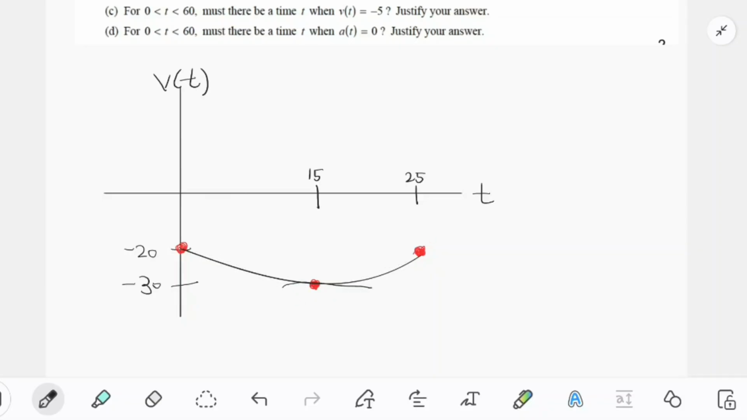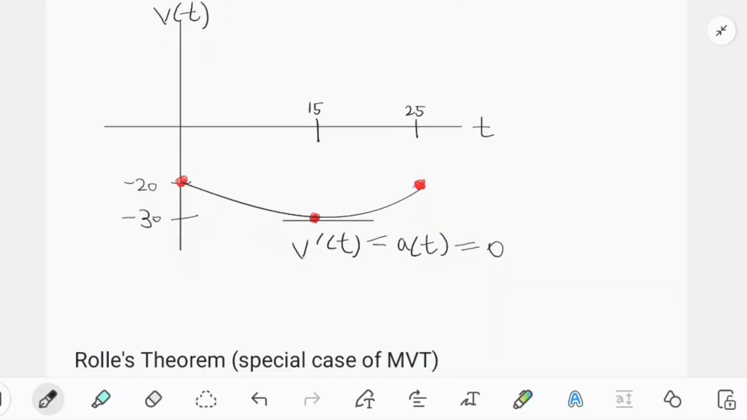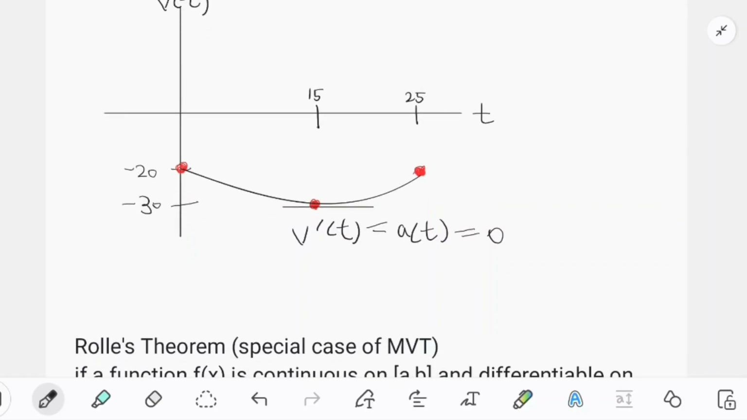Here we see a critical point, which means v prime of t, or a of t, is equal to 0. And therefore we can conclude that there must be a time t in the interval t greater than 0 and less than 25 when a of t is equal to 0. But keep in mind that we don't know the exact location of this critical point. We just know that it exists in this interval.